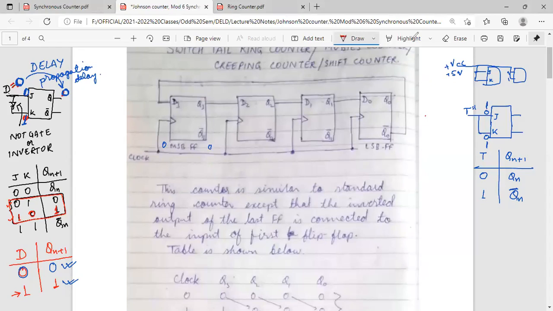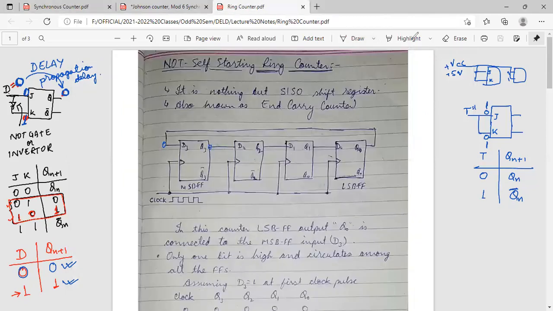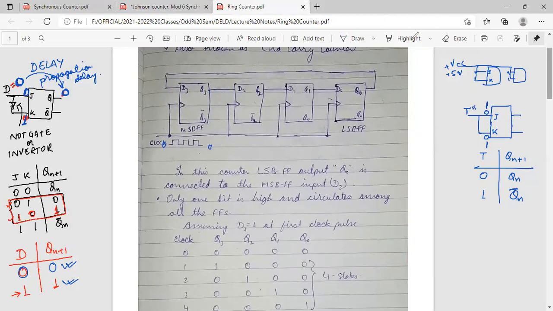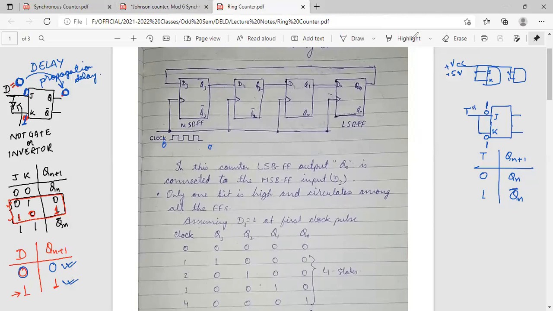This counter is similar to a standard ring counter. We will also see the ring counter, except that the inverted output of the last flip-flop is connected to the input of the first flip-flop. I am also showing you the figure for the ring counter. Are you able to see this? Yes, sir. So what you can see here is that the same D flip-flop is used, but what is the difference?